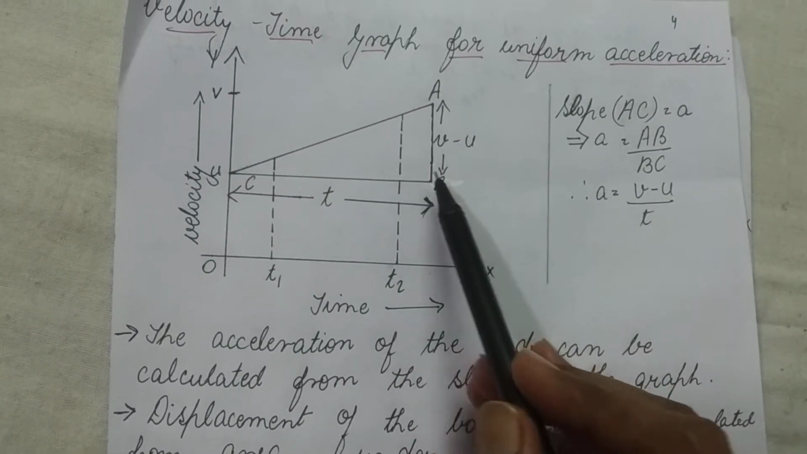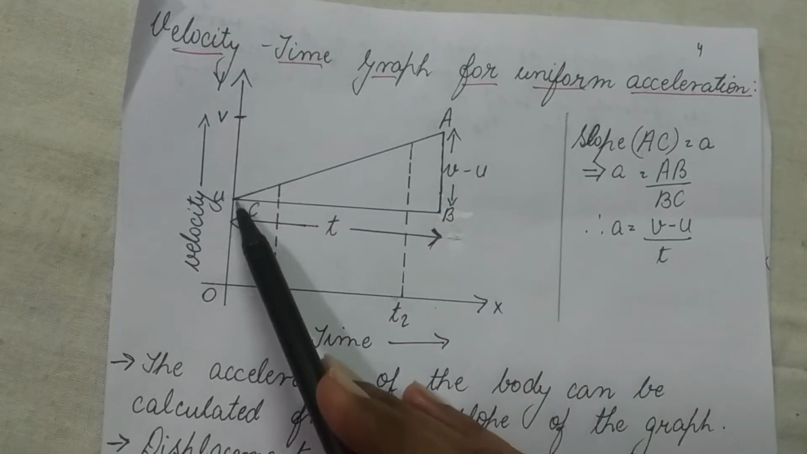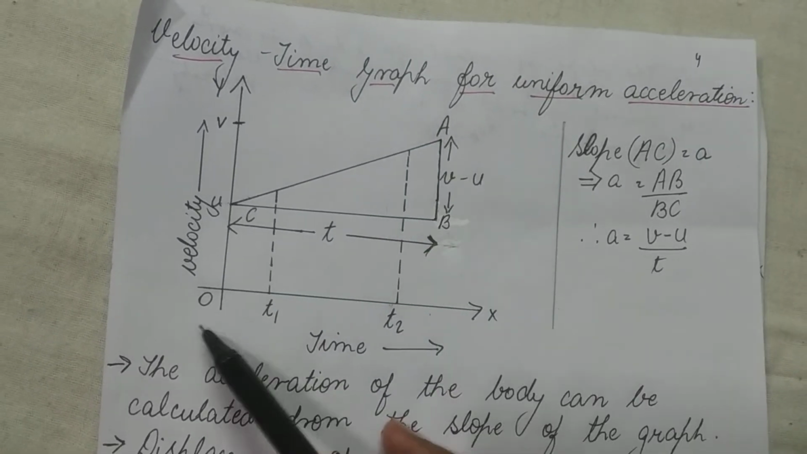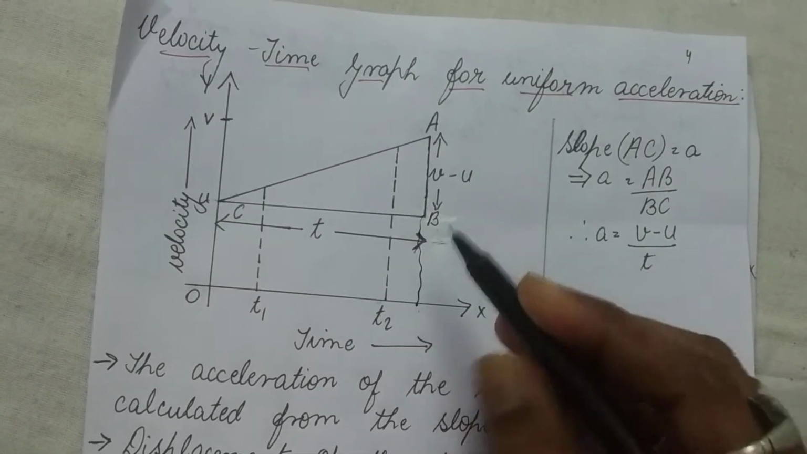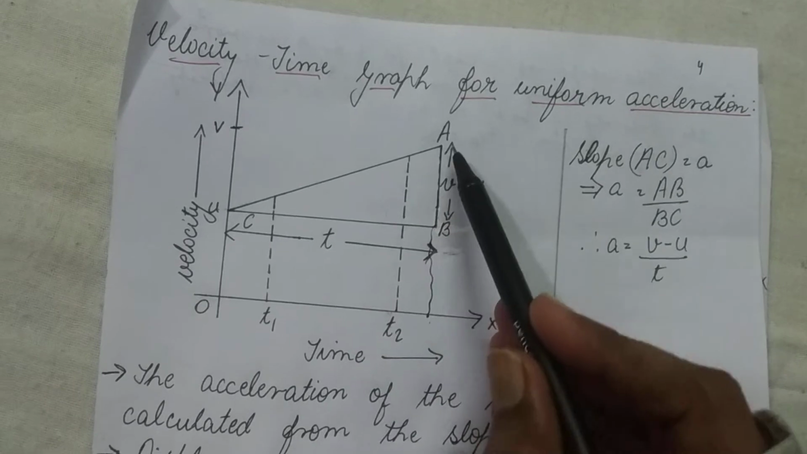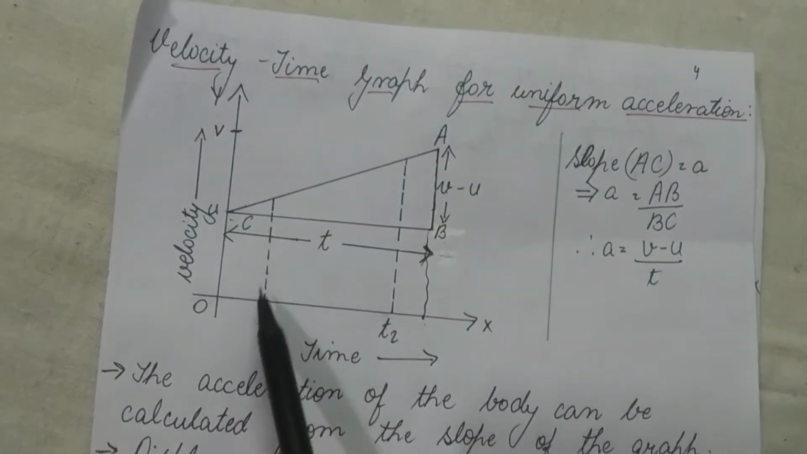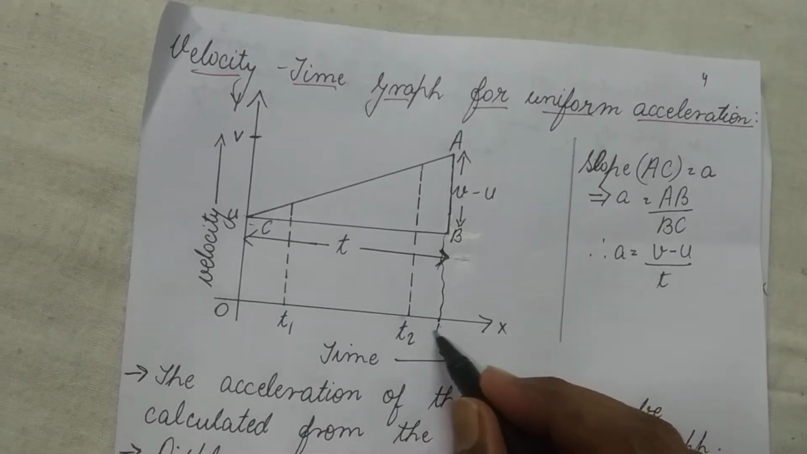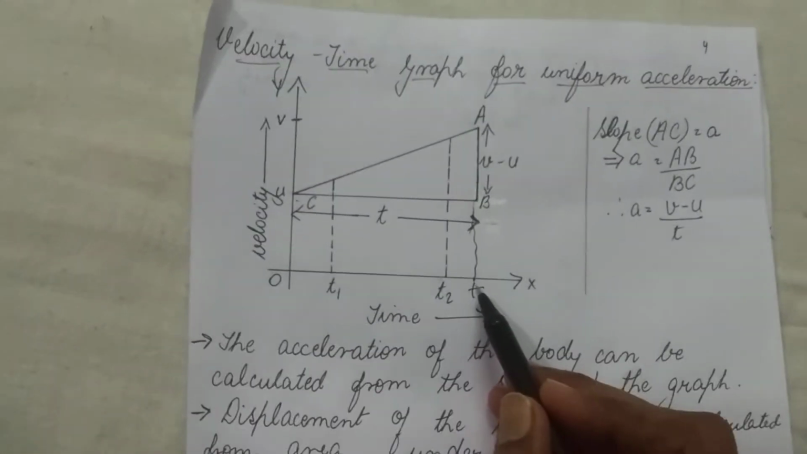So what is the value for AB? Here from 0 to C its value is u, and from 0 to A it is V. So we take the difference of them, which comes to u minus V. At this point we take time t1, and for t2 here, from O to here, that is t.